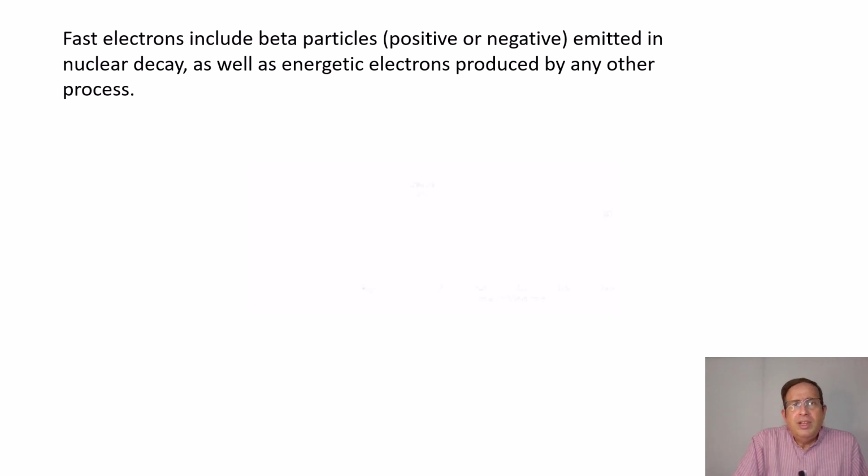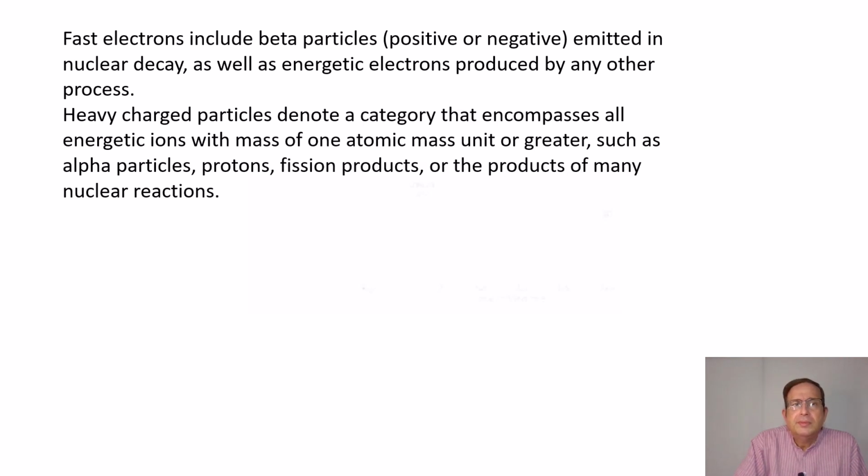So what are the fast electrons? Fast electrons are called the beta particles, which can be either positive or negative. So beta particles are either electrons or positrons. These are emitted in nuclear decays as well as other processes like nuclear fission, etc. They are highly energetic particles that come out and have a very deep penetrating power.